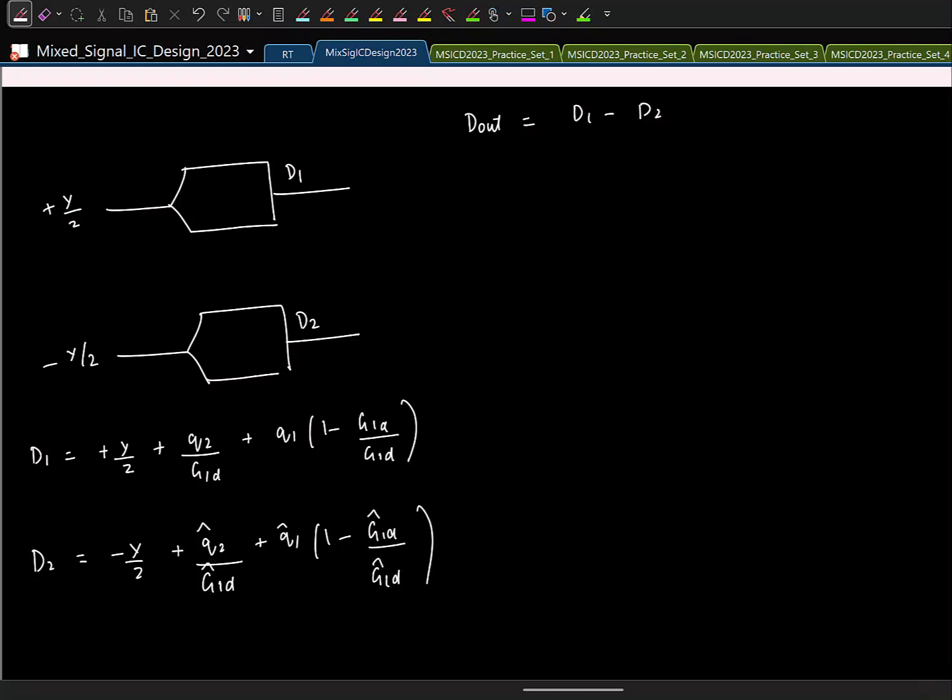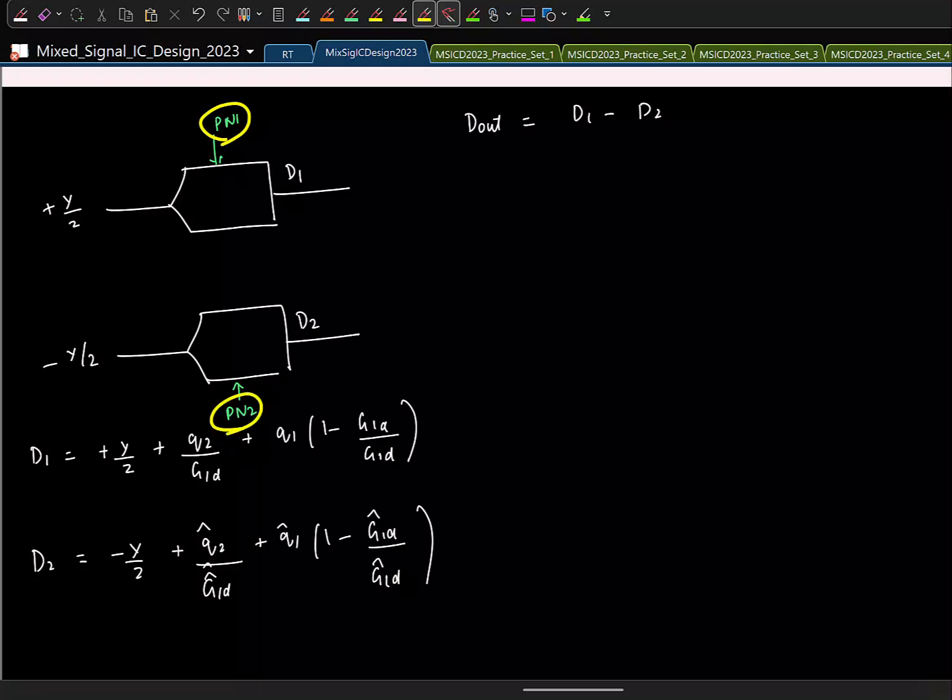Fine. Then G1A will be different. It could be different, right? It's a different ADC. It need not be the same. Nothing is identical. So this is G1D. Now let us say I dither this with a PN sequence PN1, and dither this one with another PN sequence PN2, and note that these themselves will be uncorrelated.